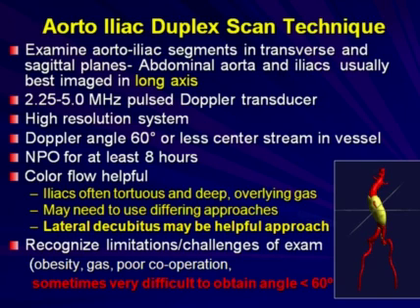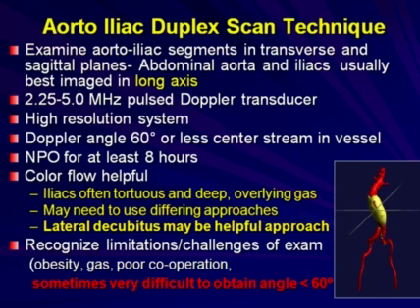So the technique would involve a thorough examination of the entire aorta and iliac segments in both transverse and sagittal planes. However, the abdominal aorta and the iliacs are usually best imaged in their long axis, but transverse will help you identify the course of those vessels. Use lower frequency pulse Doppler transducers, high resolution, always at less than 60 degrees in the center stream of the vessel to document the velocities. Color flow is very helpful.